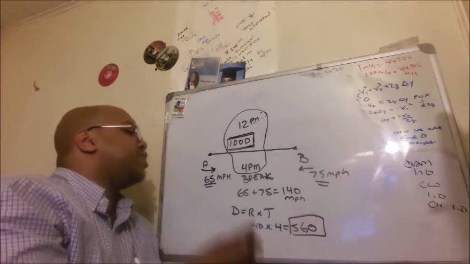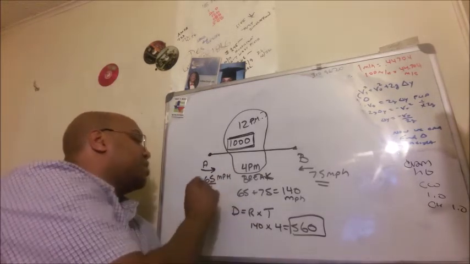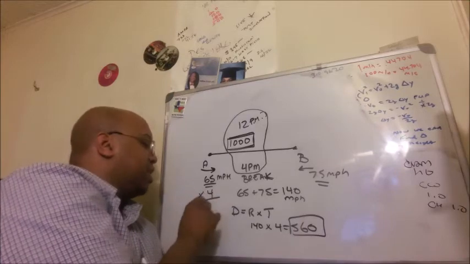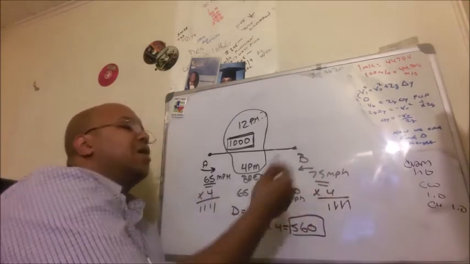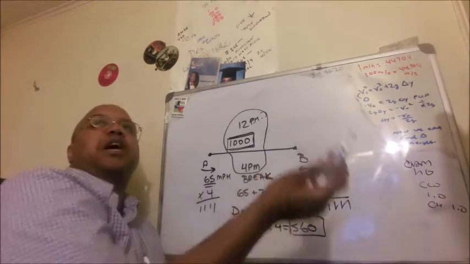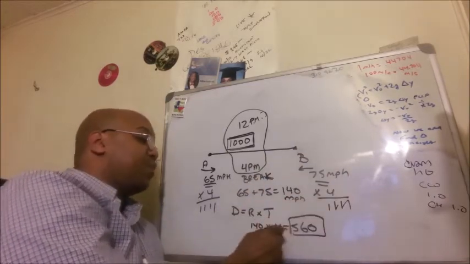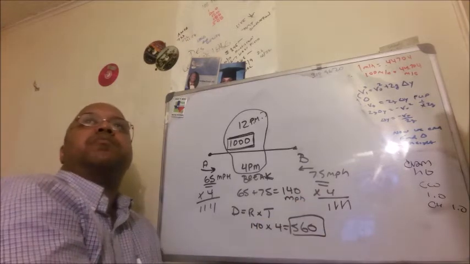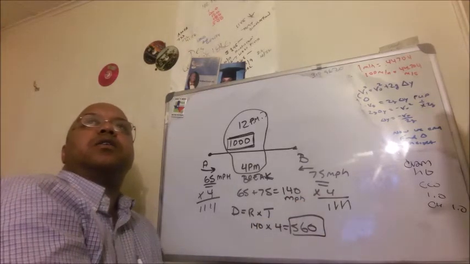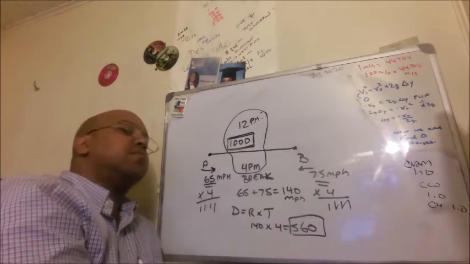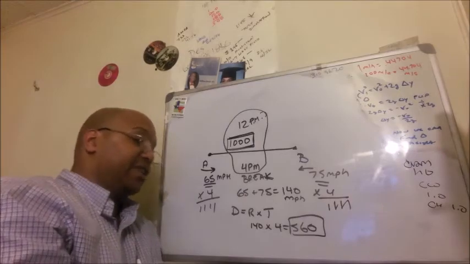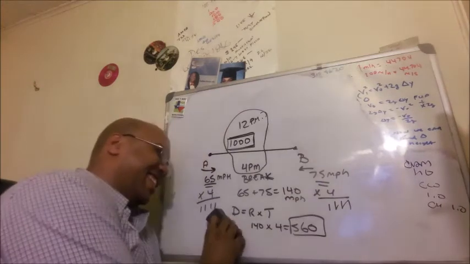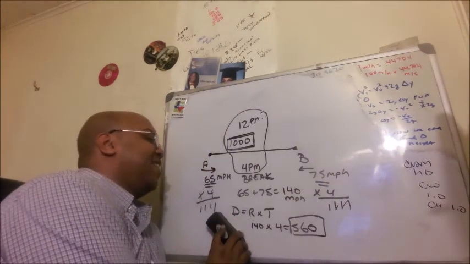Here's the time waster. What the common person will do is take 65 miles an hour times 4, compute that, and then take 75 miles an hour times 4 and compute that. Why do that? Just combine the two speeds to establish a closure rate, multiply that times 4, and then boom. That's a lot easier than doing it the other way. I got closure rate.